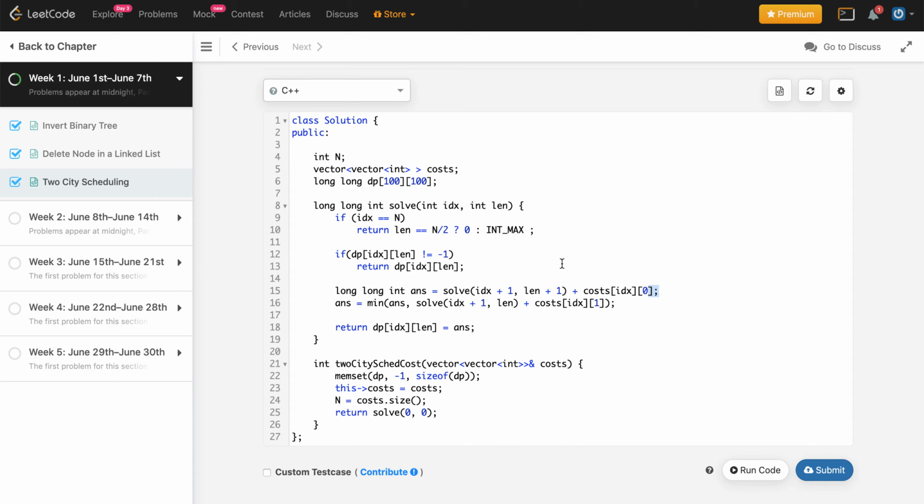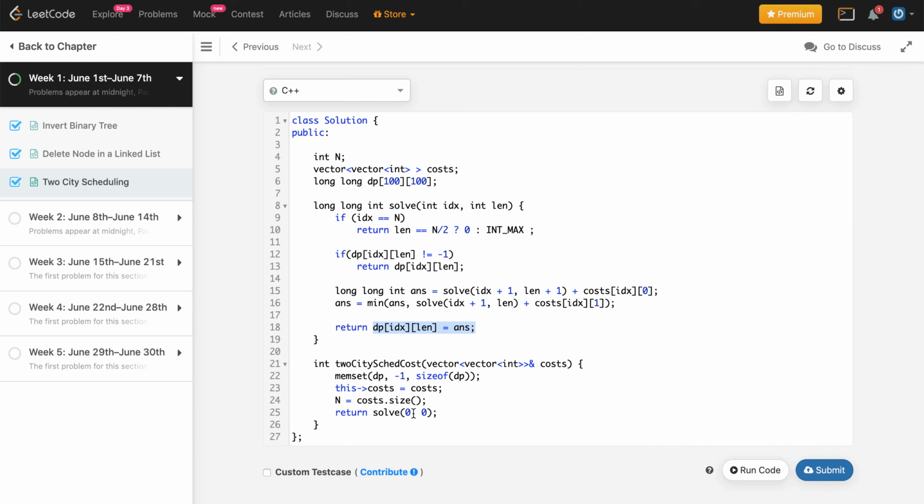Otherwise, we would choose the other option. That means we will send this person to city B, and in that case the size of city A will not increase, and we will add the cost of sending this person to city B. And then we check the answers for both of them recursively, and once we find the answer we will store it into our DP table.